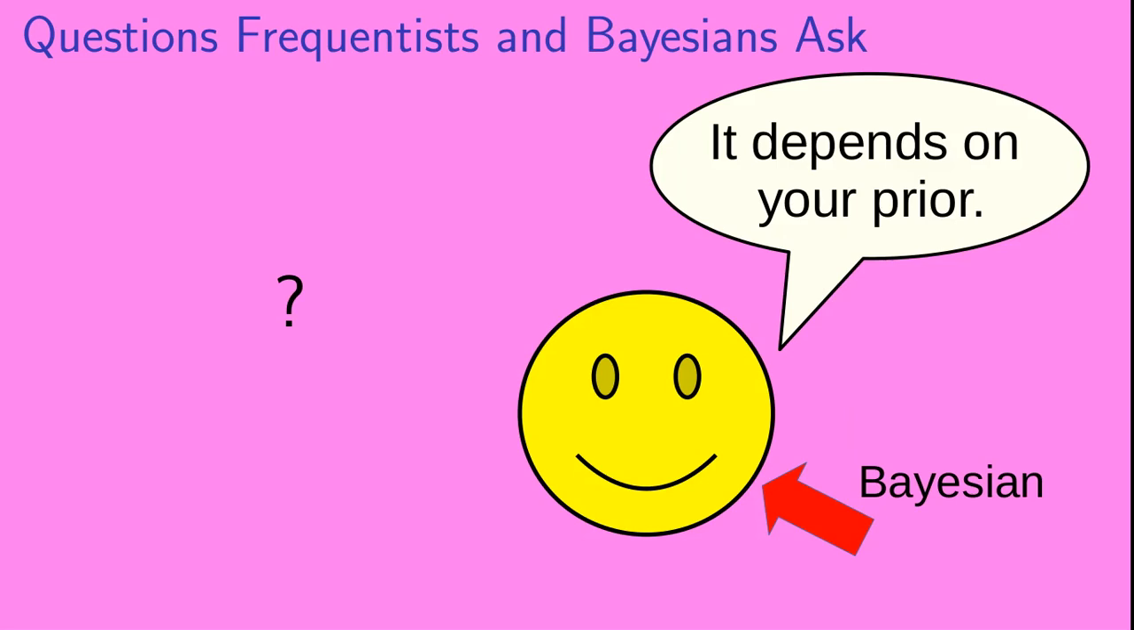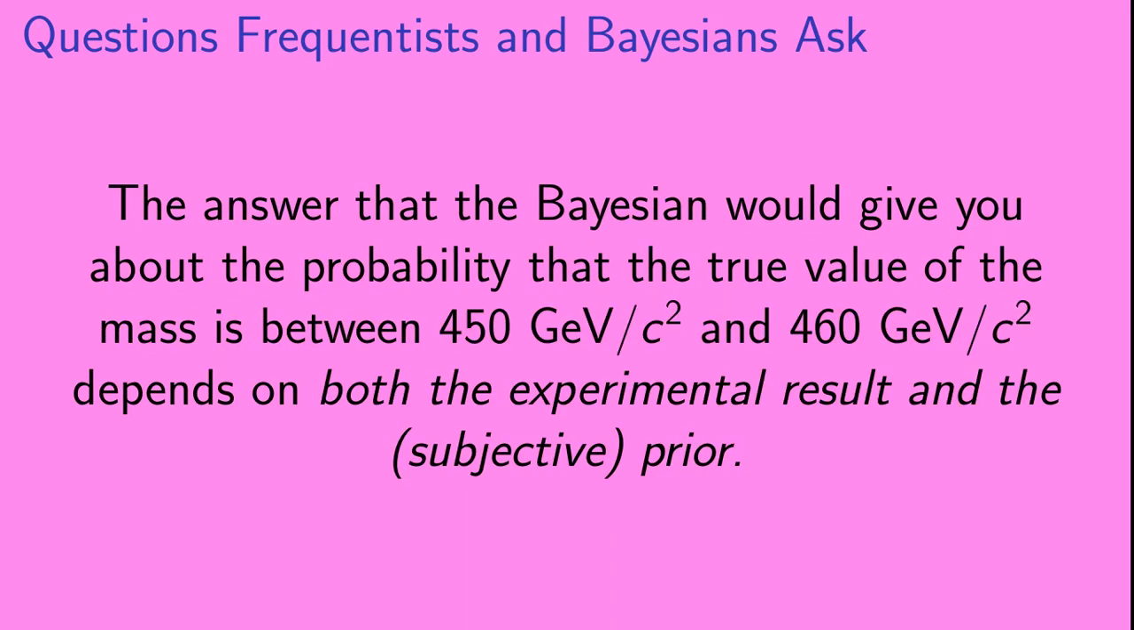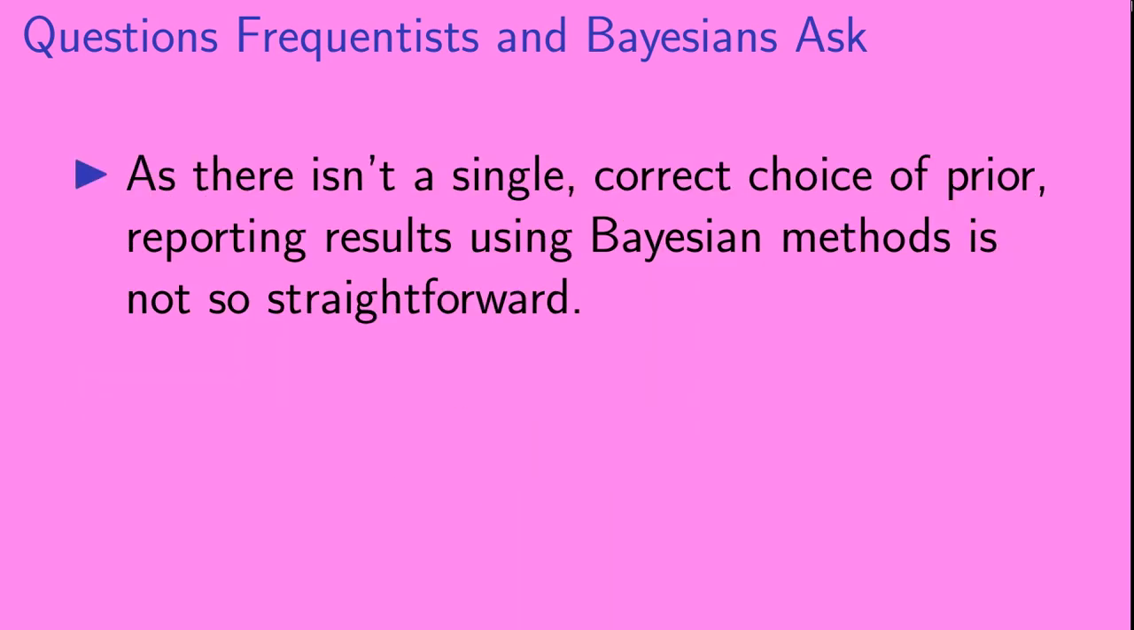So what does this mean? Priors are assumptions that you have to put in about probabilities before you look at your experimental data. They are subjective, and not everyone will agree on the proper choice of priors. The answer that the Bayesian would give you about the probability that the true value of the mass is between 450 GeV/c² and 460 GeV/c² depends on both the experimental result and the subjective prior. As there isn't a single correct choice of prior, reporting results using Bayesian methods is not so straightforward.